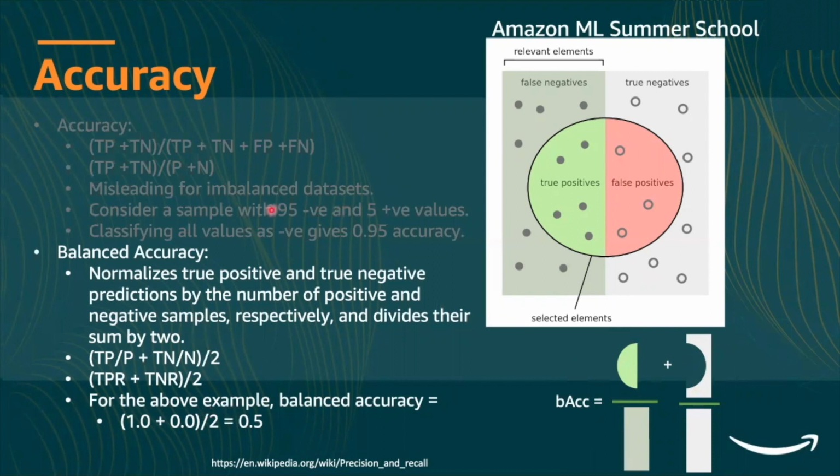So for the above example of 95 negative and 5 positive values, for the first negative class, you get a true positivity rate of 1. For the other class, you are not predicting anything, so you get a true negativity rate of 0. You take the average and you get a value of 0.5. This is a better measure than accuracy, right? You're saying, hey, my model is 95% accurate, but you're not selecting anything about the other class. However, this takes into account the imbalance, and hence this is a better measure.